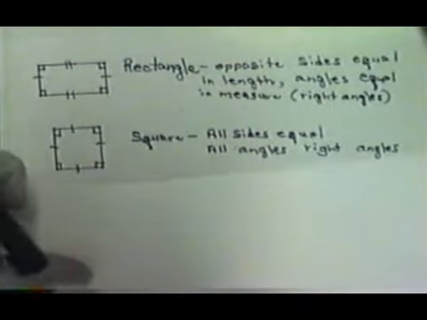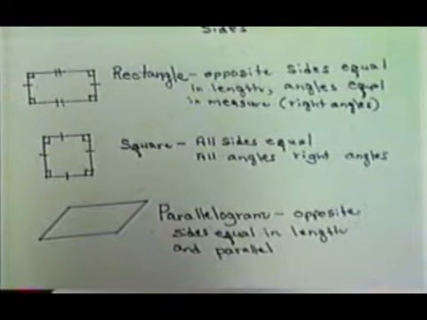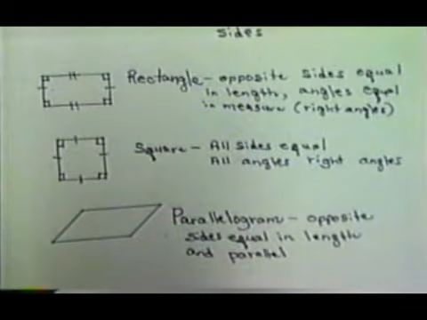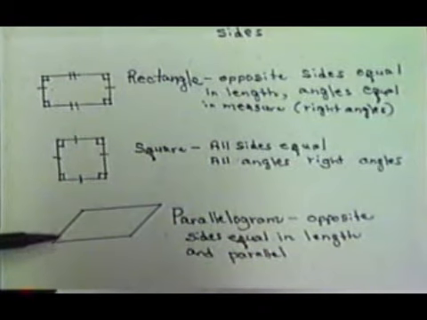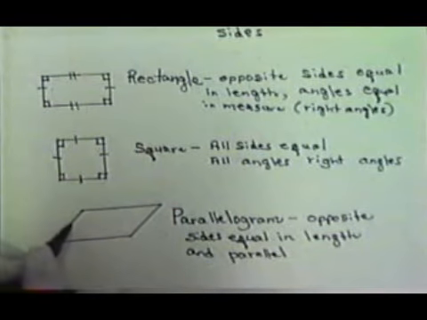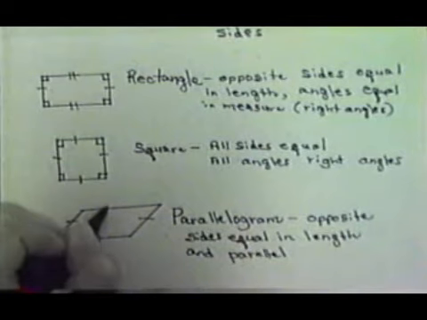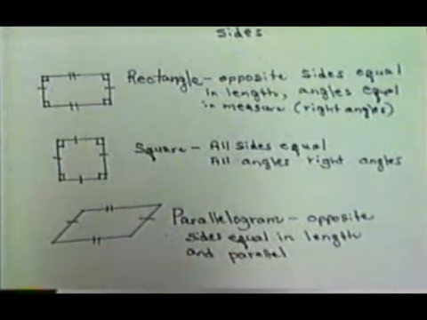Now we have one more special four-sided figure that we're going to talk about today. There are actually some others, but these are the three we're going to work with today. And that's a parallelogram. A parallelogram looks very much like a rectangle, but you might say it's been squashed a little bit, or its sides are slanted. What happens is you still have your opposite sides the same length, but you don't have the right angles.